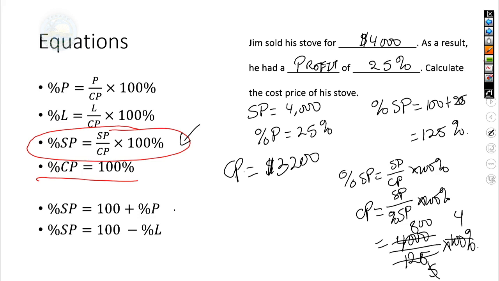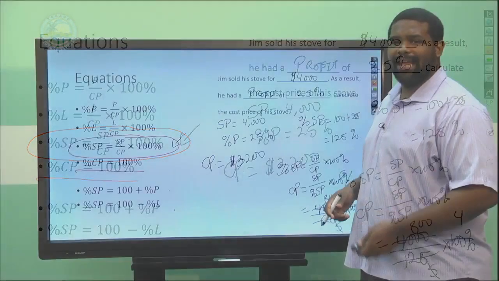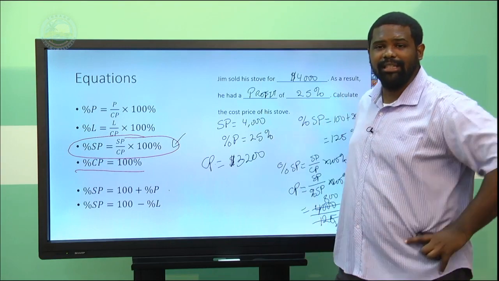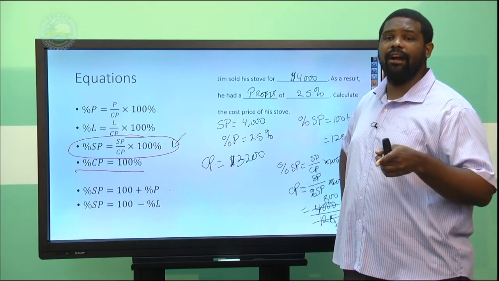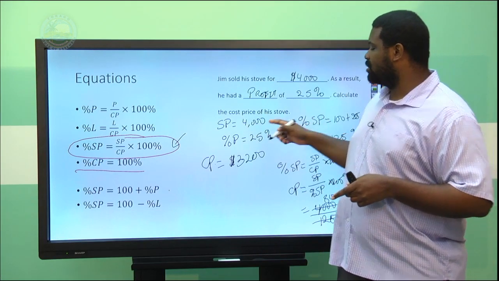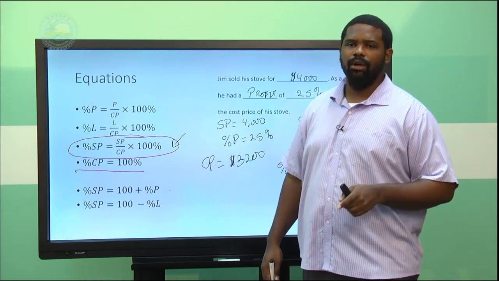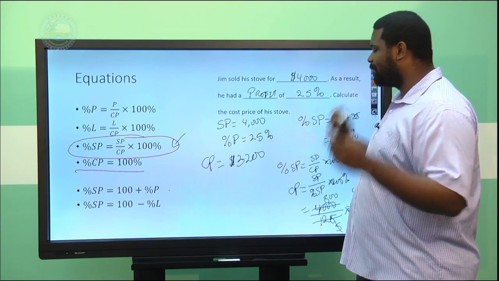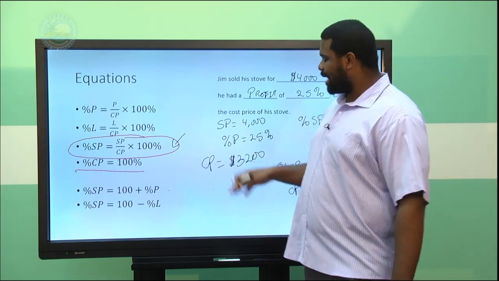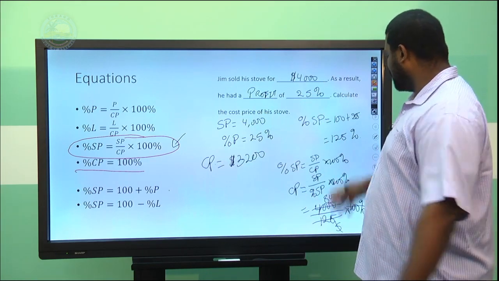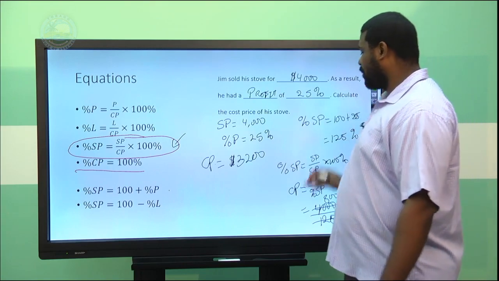And please recognize it, right? Because if you had done what you may have thought to do initially, you would have gotten $3,000, but that would have been incorrect, because you would have been using the selling price as the cost price, and that is not what we do. The cost price is what we're trying to find. So to find the cost price, we transpose our formula and we solve our question.